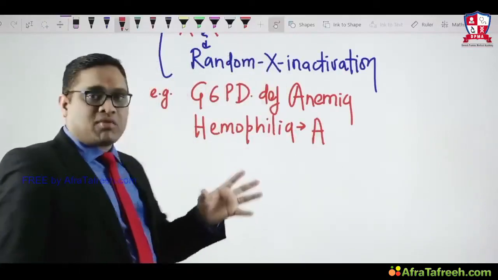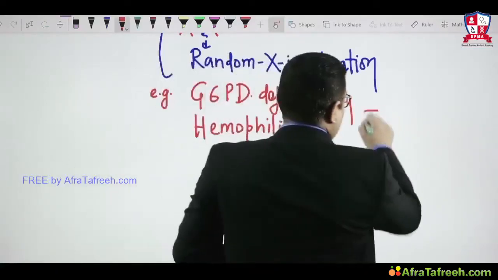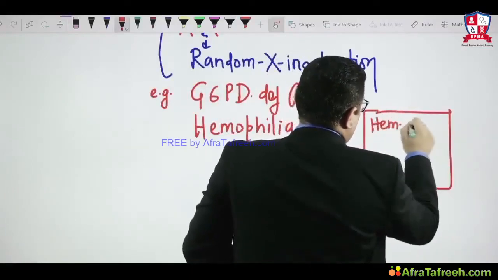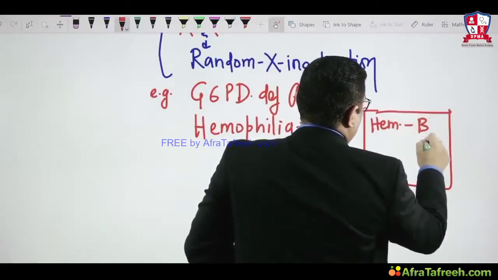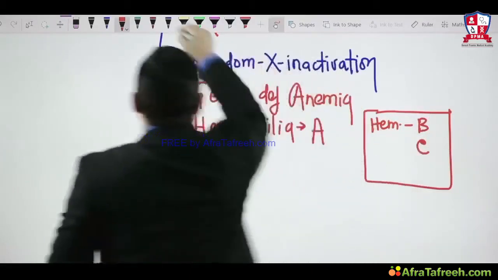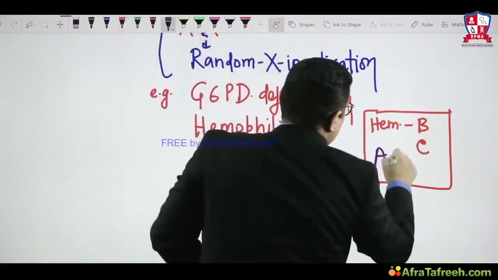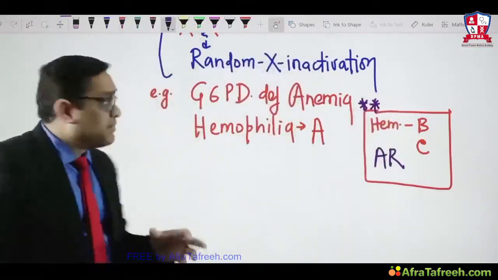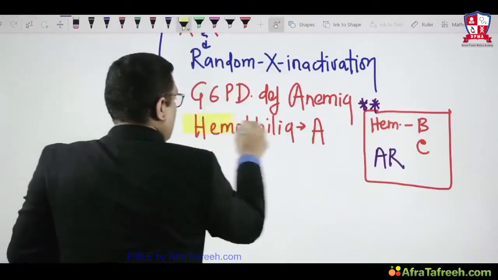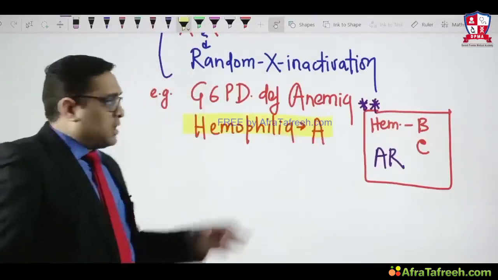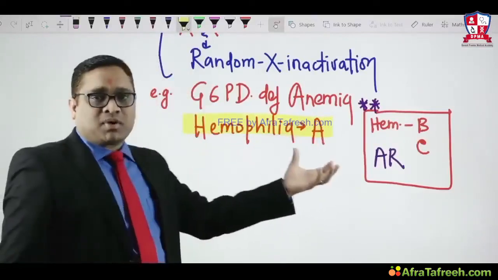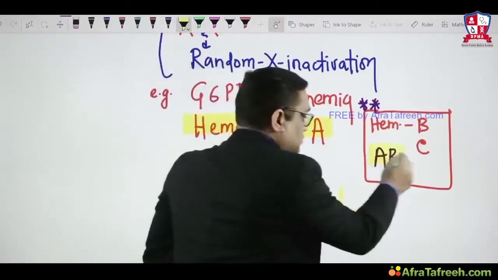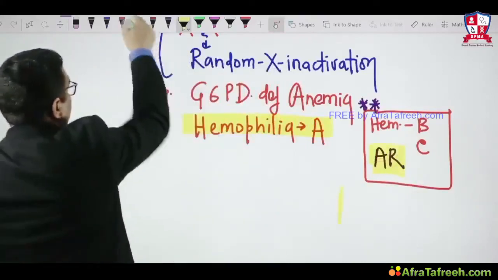When we talk about hemophilia B and C, see why I am making them in a box, because they are autosomal recessive. So when the examiner says hemophilia B or hemophilia C, they are autosomal recessive disorders. Be careful about the language the examiner is using. Hemophilia A is an example of X-linked recessive disorder, whereas hemophilia B and C are autosomal recessive. That is the important thing to keep in mind.